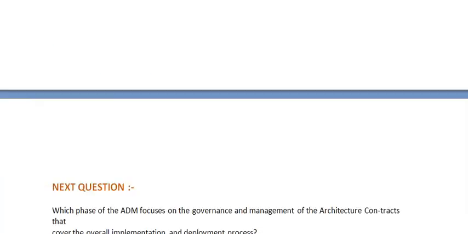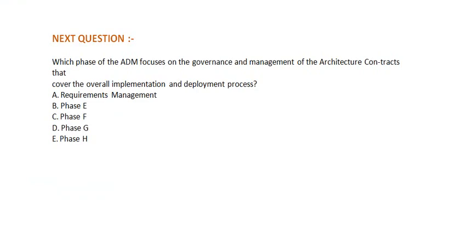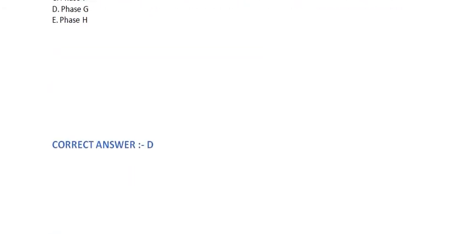Now moving to the next question. Which phase of the ADM focuses on the governance and management of the architecture contracts that cover the overall implementation and deployment process? Option A, requirements management. Option B, phase E. Option C, phase F. Option D, phase G. And option E, phase H. The correct answer is option D.